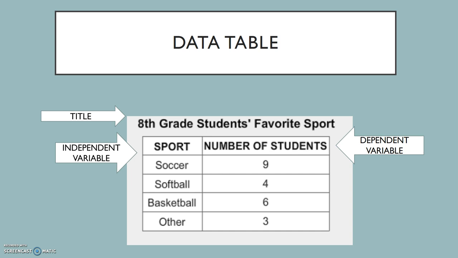Notice on the left side of this two-column table is the independent variable. And remember, that's the one that you as the scientist can change. So I came up with 4 different types of sports. Depending on which sport I allow people to choose, the number of the students will choose a different one. So the number of students is going to depend on the type of sport. So in the left column of your data table, always list your independent variable. In the right column will be your dependent variable. And this is where you're going to put actual quantitative data, numbers, number of students.